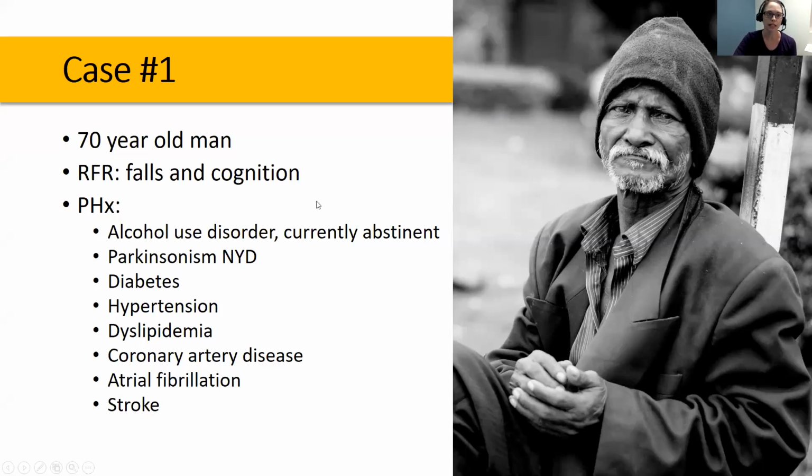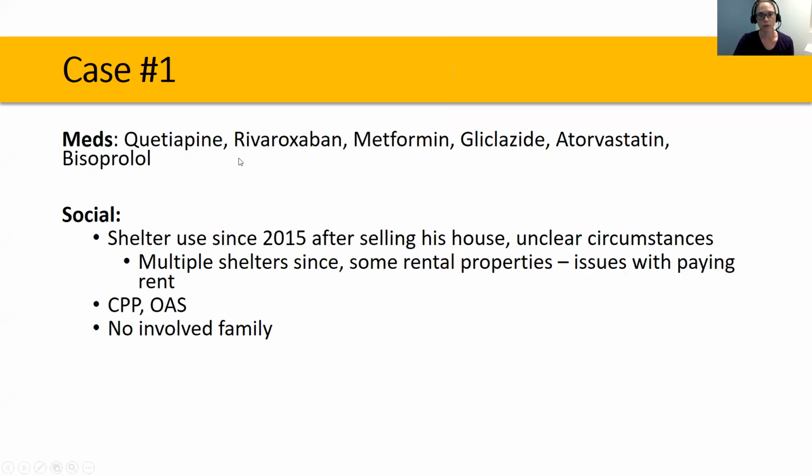And I wanted to start off with a case, similar to one of the first cases that I saw while starting up this clinic, that really brought along a lot of reflection for me in starting up this program. So this is a 70-year-old man, and I was asked to see him by the family physicians who work at the shelter for falls and cognition. There's a past history of alcohol use disorder, but currently abstinent, and a diagnosis that popped onto his past medical history of Parkinsonism, NYD, diabetes, hypertension, dyslipidemia, coronary artery disease, atrial fibrillation, and a past stroke. He's on quetiapine, rivaroxaban, metformin, gliclazide, atorvastatin, bisoprolol.